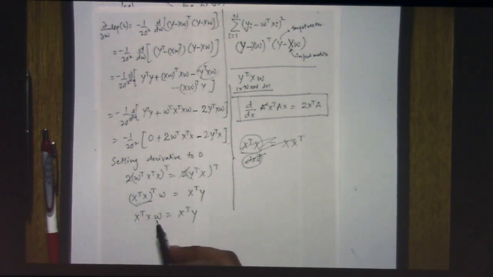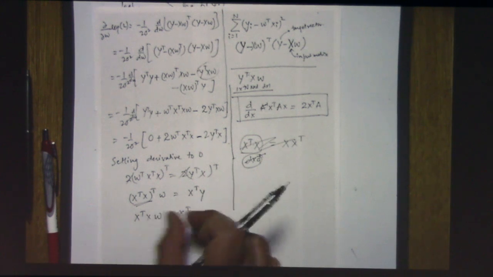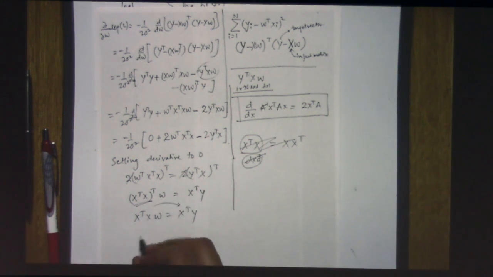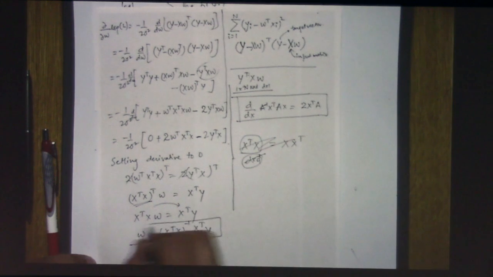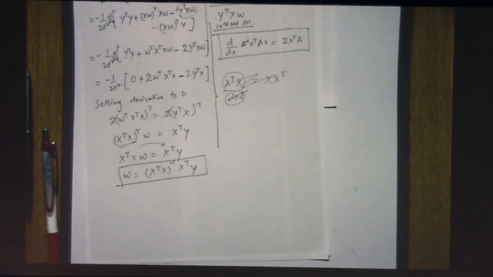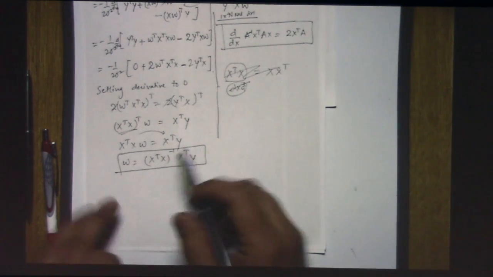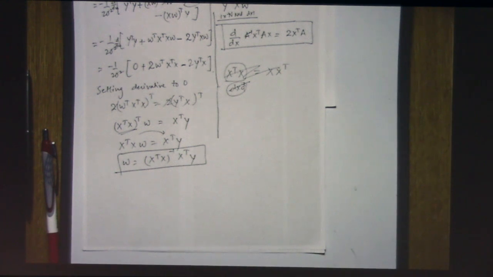Right? Now, to find W, what I do is I bring that over here. So this becomes W is equal to (X transpose X) inverse X transpose Y. All right? So that's just a little bit of matrix algebra, but this is a fairly standard result that you might have seen earlier as well.